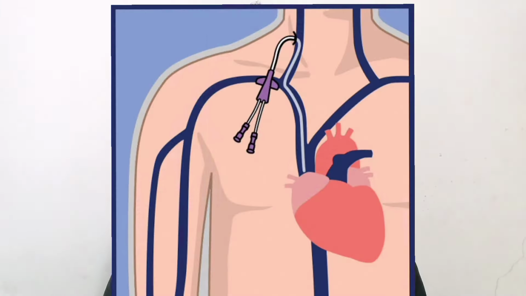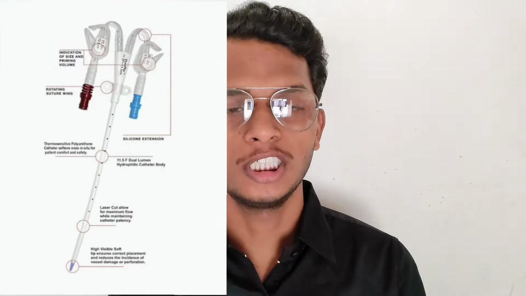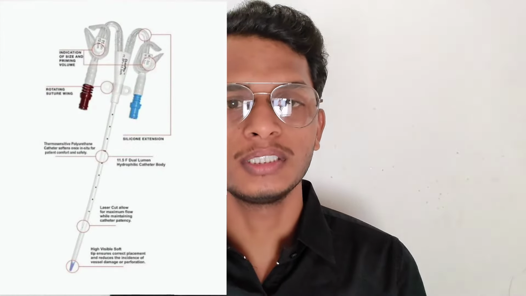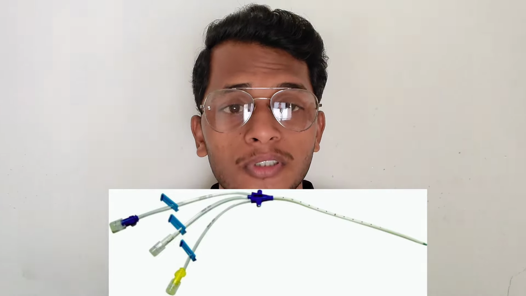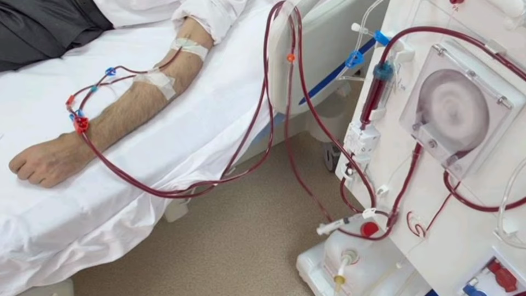Hello friends, in today's video I will be presenting a live demonstration of central line placement. In this case we are using a hemodialysis catheter instead of the central line because this patient is going to have hemodialysis. So all the steps and the procedure are the same as the central line placement, and the sites are also the same. We are just using the HD cath instead of the CVP line.